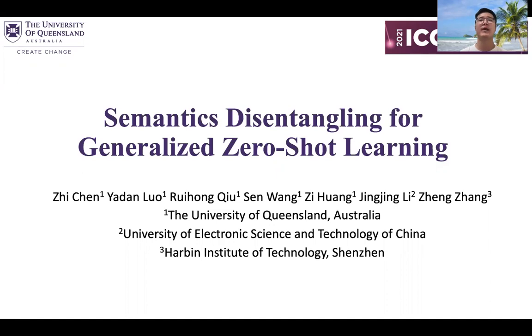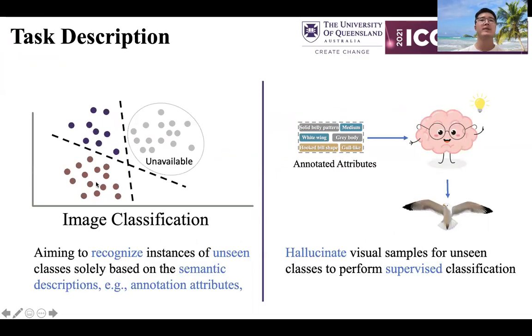I'll now present our paper, Semantics Disentangling for Generalized Zero-Shot Learning. Human beings have a remarkable ability to learn new concepts based on prior knowledge without seeing them before. For example, given the clues that zebras look like horses, but with black and white stripes, one can quickly recognize a zebra if seen horses before.